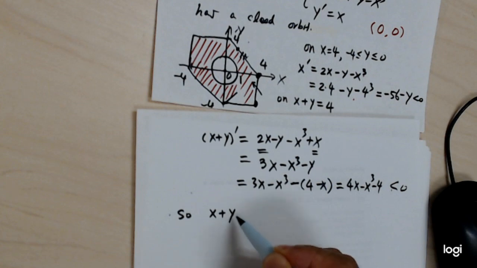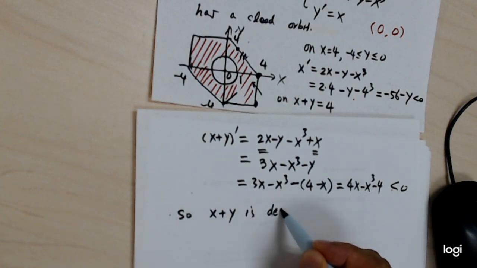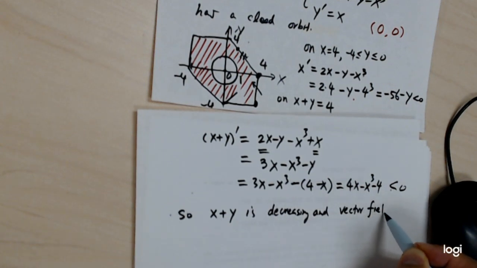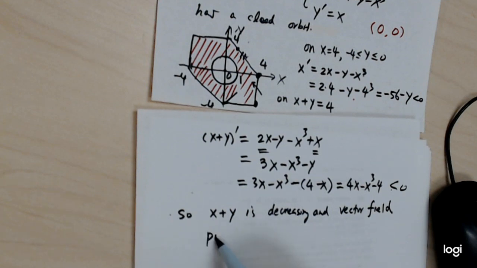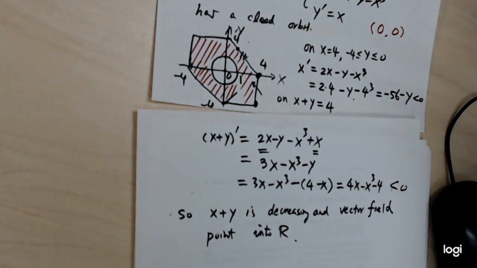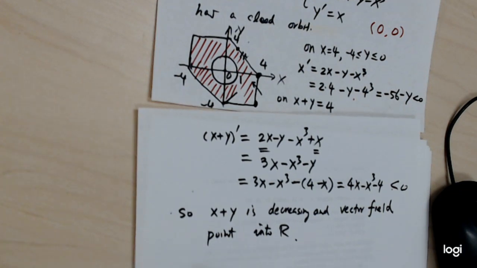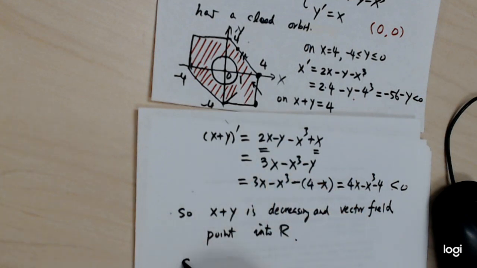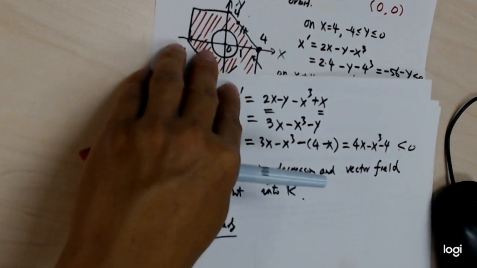So the sum x plus y is always decreasing, and the vector field points into R, into this region that you created. There are obviously a few other edges that we have to show carefully, and you can try to do this as a practice problem.